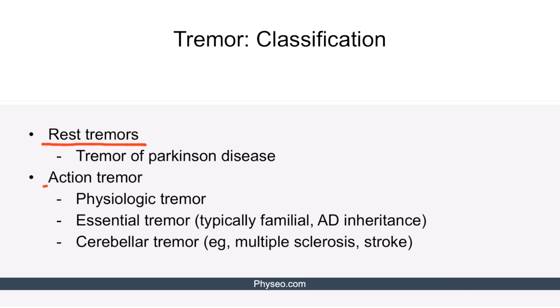On the other hand, action tremors appear during voluntary movements. Examples include physiologic tremor, essential tremor, which is typically familial and of autosomal dominant inheritance, and finally, cerebellar tremors, which can be seen in multiple sclerosis and stroke.